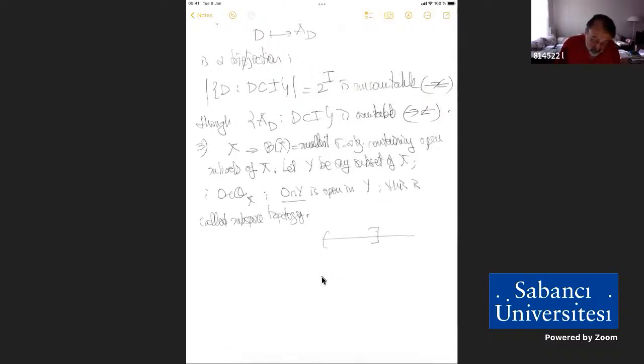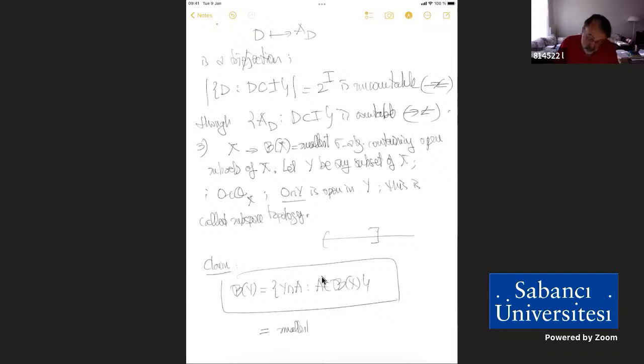Hence, we want to know what happens to the Borel sigma algebra of Y. So the claim is that the sigma algebra on Y, which is generated by the open subsets of Y, can be written as B of Y is equal to Y intersection A, where A is a Borel subset of X. So the claim hidden here is that it is the smallest sigma algebra on Y containing O intersection Y, O open in X.